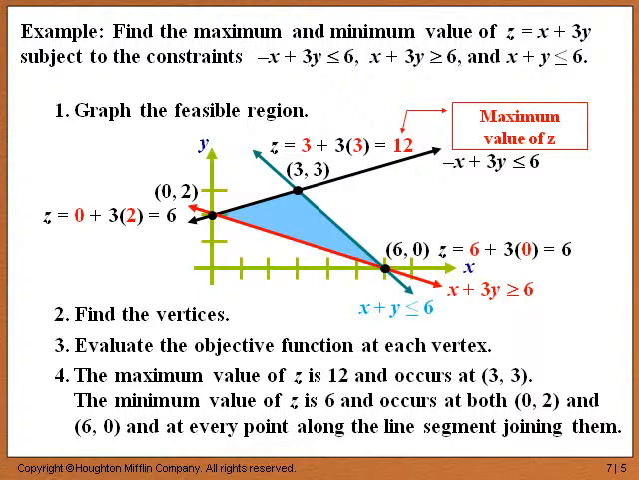The minimum value of z is 6 and occurs at both (0, 2) and (6, 0), and at every point along the line segment joining them. Because whatever point we plug in, if it's on that line segment, we're going to end up with the same z of 6.